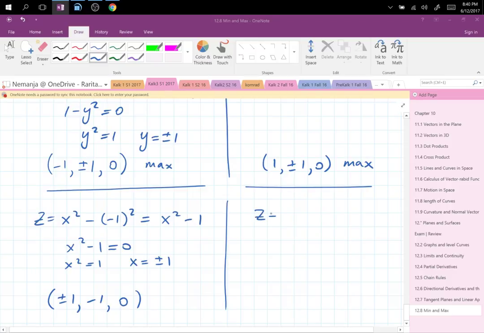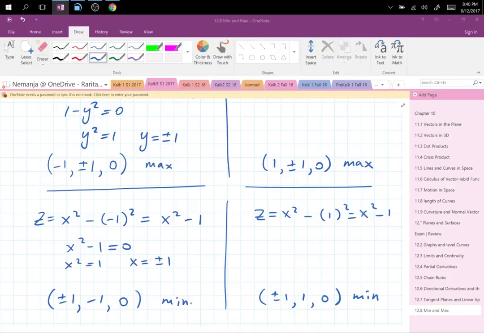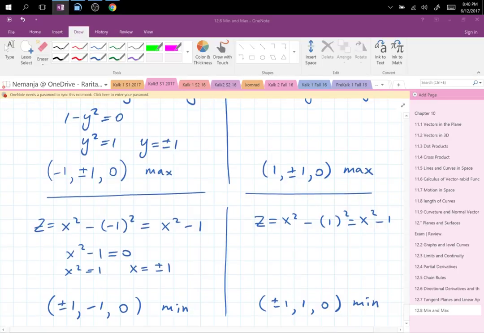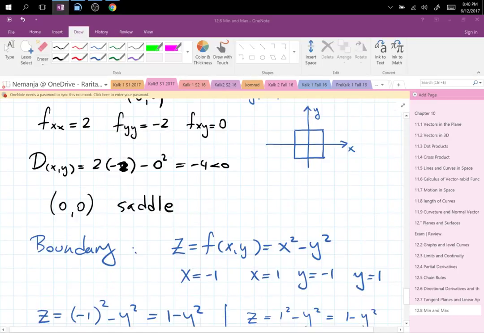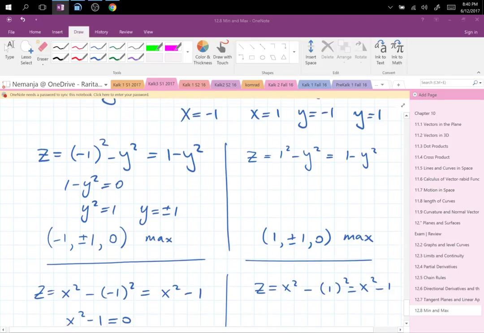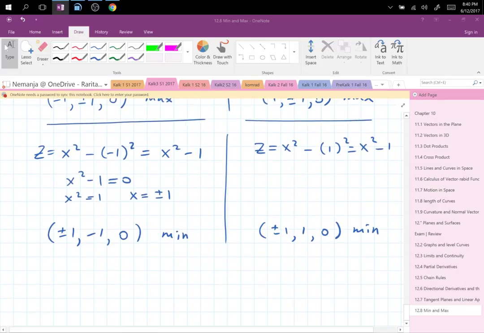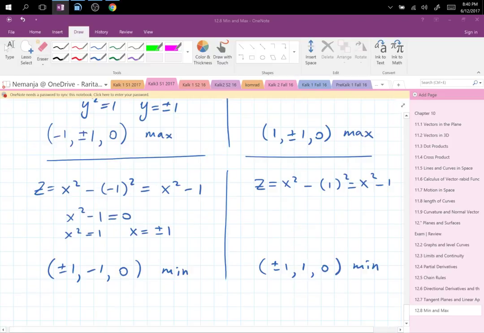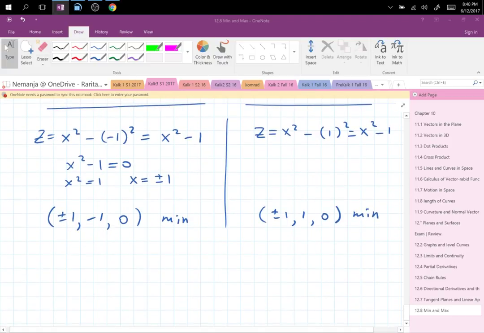And finally, z equals x squared minus 1 squared, which is again x squared minus 1, gives us plus minus 1, positive 1, and 0. And all of these are min values. Now, all of these four calculations were Calc 1. So all of these have zeros, either min or a max. And the saddle point at 0, 0 has 0. So, the hell? I really don't like it, but it is what it is.